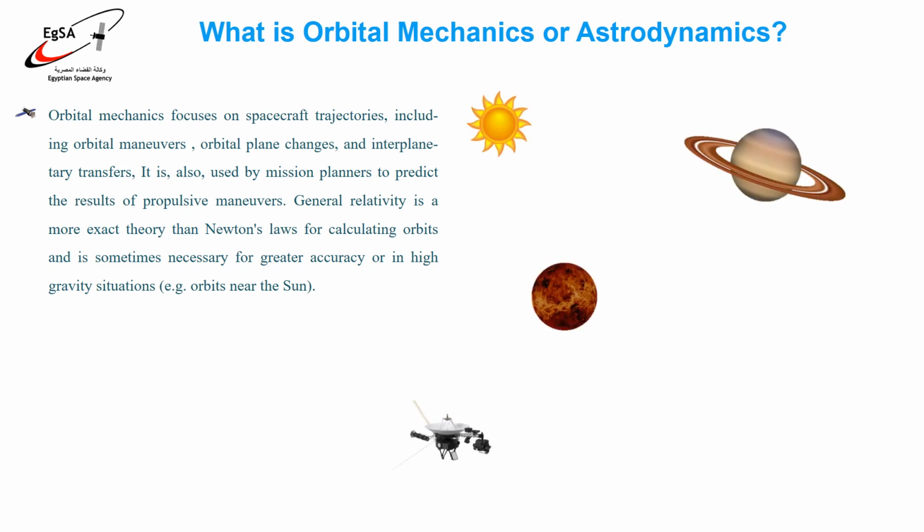General relativity is a more exact theory than Newton's laws for calculating orbits and is sometimes necessary for greater accuracy or in high gravity situations such as orbits near the Sun.